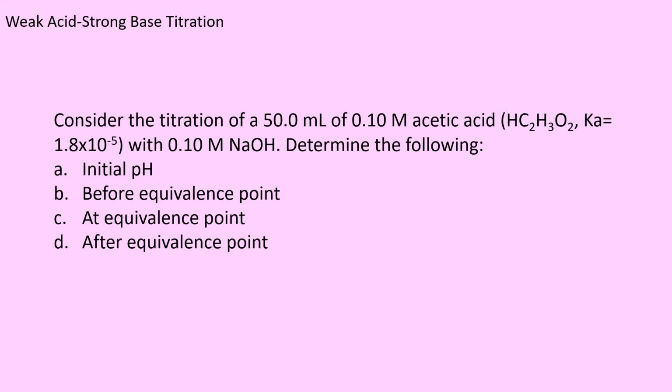So let us have this example. Consider the titration of 50 ml of 0.10 M acetic acid, which has a Ka value of 1.8 times 10 raised to negative 5, with 0.10 M NaOH. Now, we will be determining the following. First is the initial pH, the pH before the equivalence point, the pH at the equivalence point, and the pH after the equivalence point.